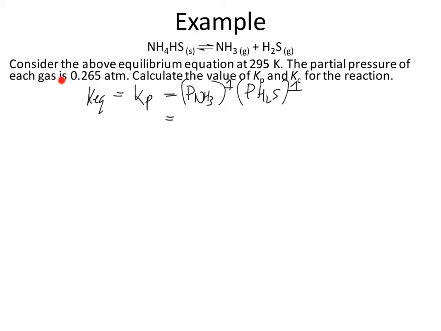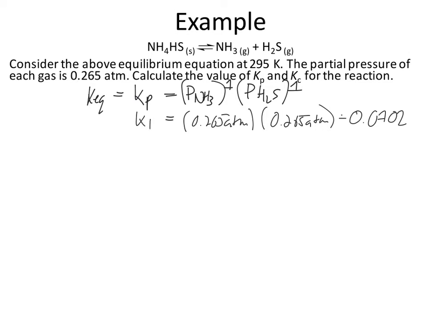We know that the partial pressure of each gas is 0.265, so that means this gas and this gas. So we simply plug those values in, 0.265 atm multiplied by 0.265 atm. Again, they're both to the power of 1. But we can drop that, so our value is 0.0702. Okay, now this is our Kp. We figured that out, that's done.